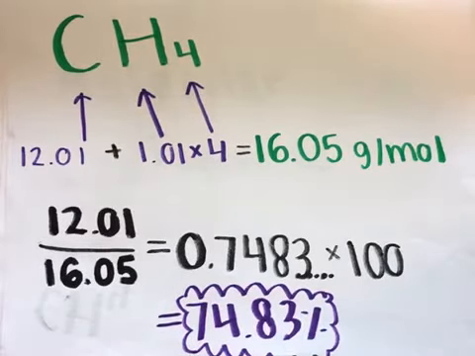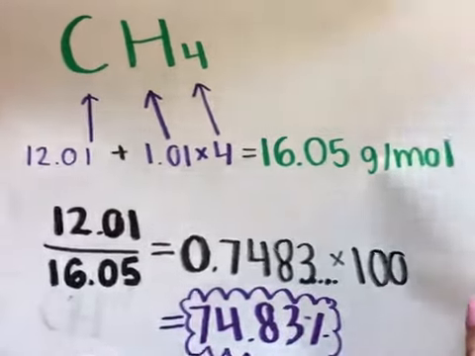Don't forget about sig figs. You get 0.7483. Now let's multiply by 100 to get the percent, 74.83%. So the percent composition of carbon in carbon tetrahydride is 74.83%.